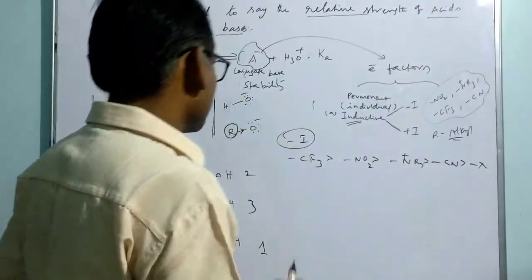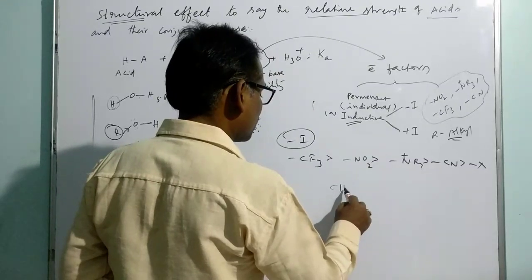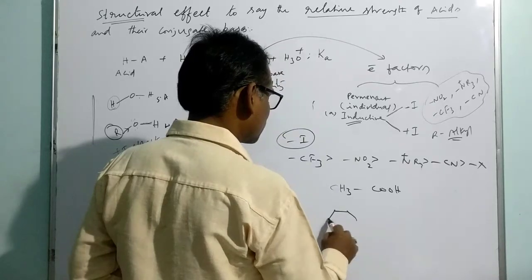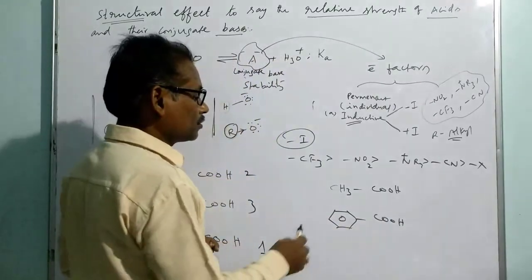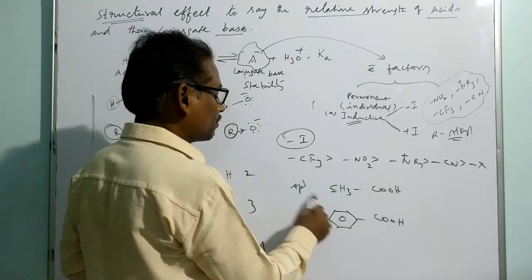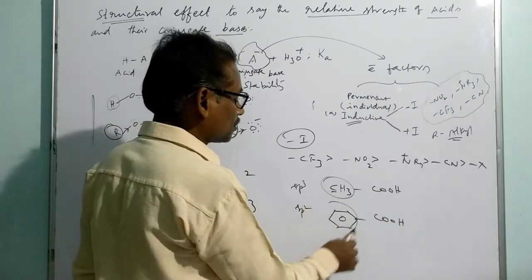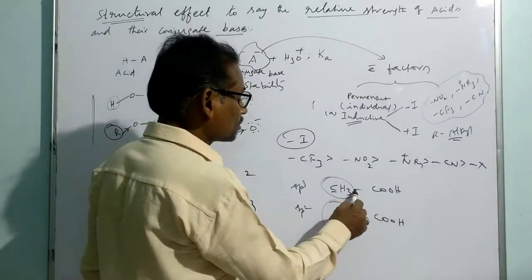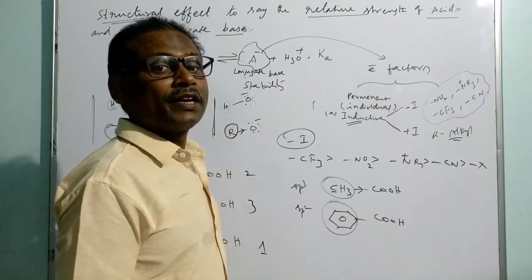And let me take one more example, dear student. For example, we compare acetic acid with benzoic acid. If we compare these two based on the electronegativity of this group, here the carbon is sp3 carbon, but here the carbon is sp2 carbon. That means among these two groups, which group pumps the electron better? The methyl group is a better electron pumping group compared to the phenyl group based on the inductive effect.